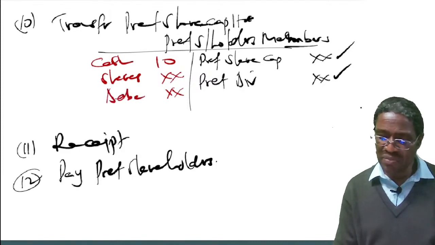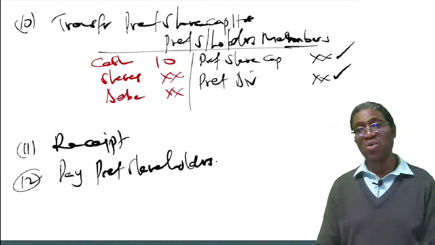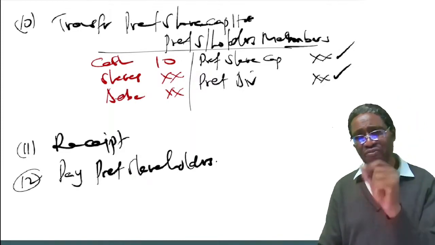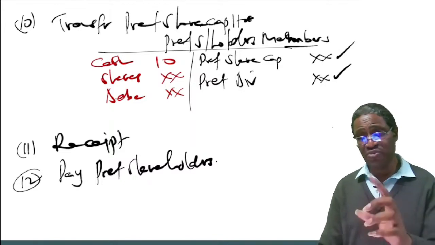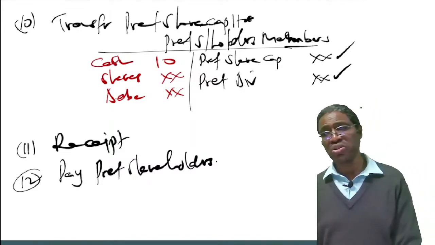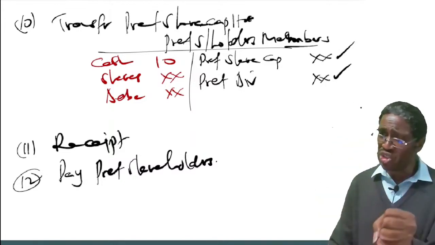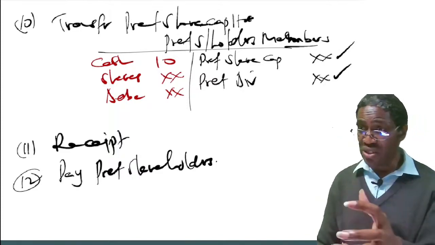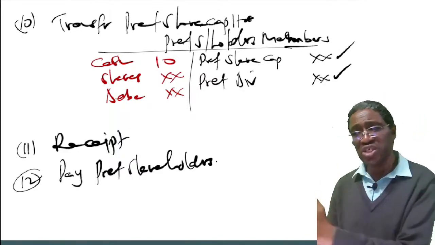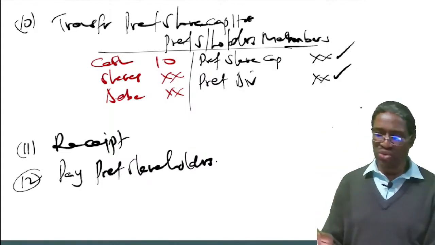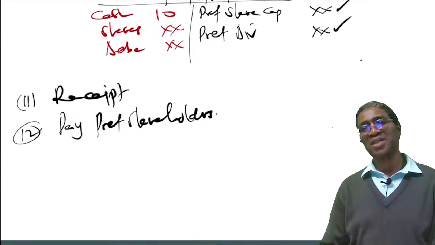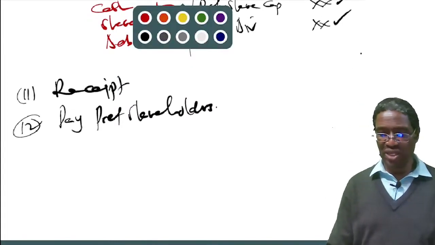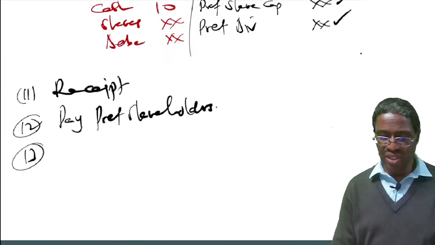That's our step number 12, which says pay the preference shareholders what is due to them, either in form of cash, shares, or debentures. You credit cash, credit shares, credit debentures, and you debit the preference shareholders members. Good. That's our step number 12. We go to number 13.